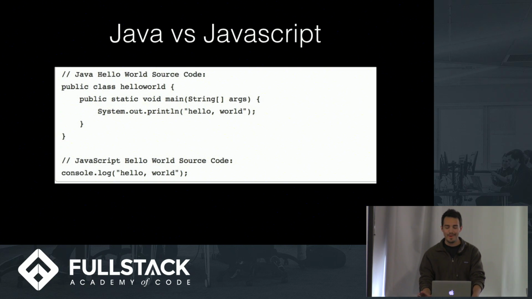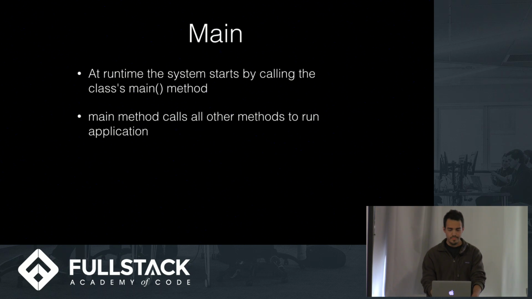And so this is Hello World. If you look at the top, that's Java. First you have to make a class, then you have to make a function, and then you say Hello World. In JavaScript, you just say Hello World. So if you noticed in that little blurb there, there's this one thing called main. What main does is at runtime, the system starts by calling the class's main method. The main method then calls all other methods to run the application. Think of it as like the top of a tree node.